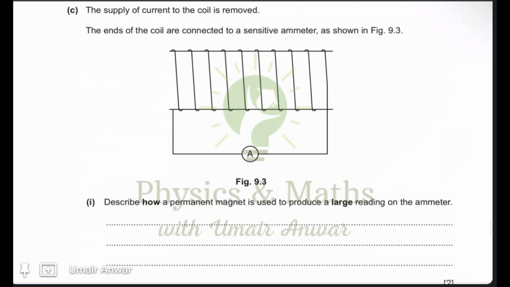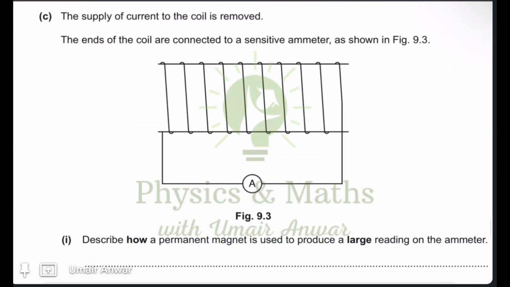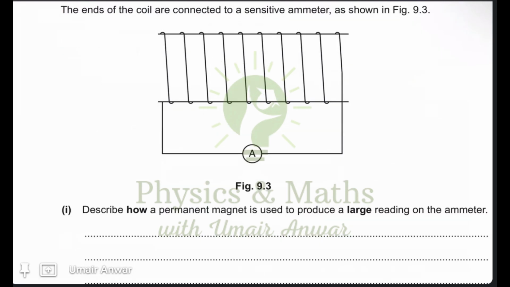Okay, the supply of current to the coil is removed. The ends of the coil are now connected to a sensitive ammeter as shown in the figure. Now there is no current flowing through the coil and it is connected with a sensitive ammeter. Describe how a permanent magnet is used to produce a large reading on the ammeter.